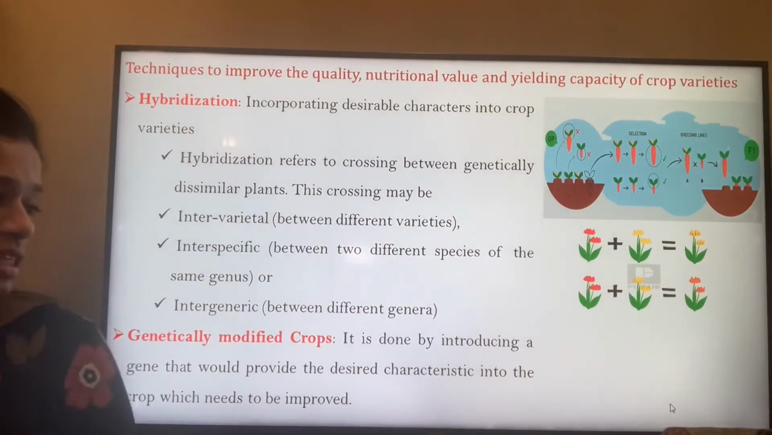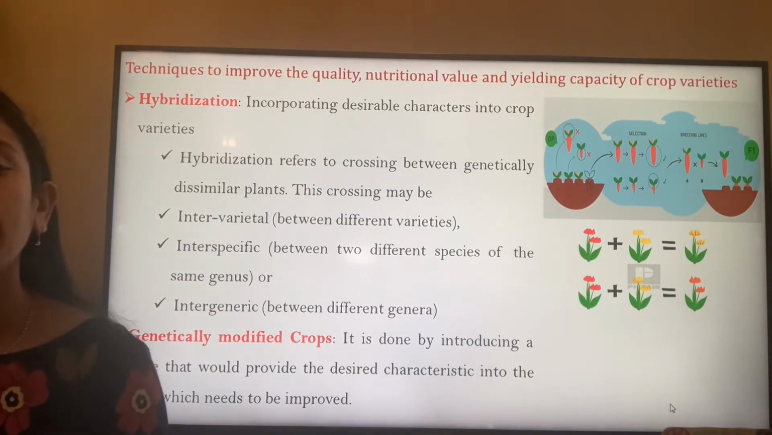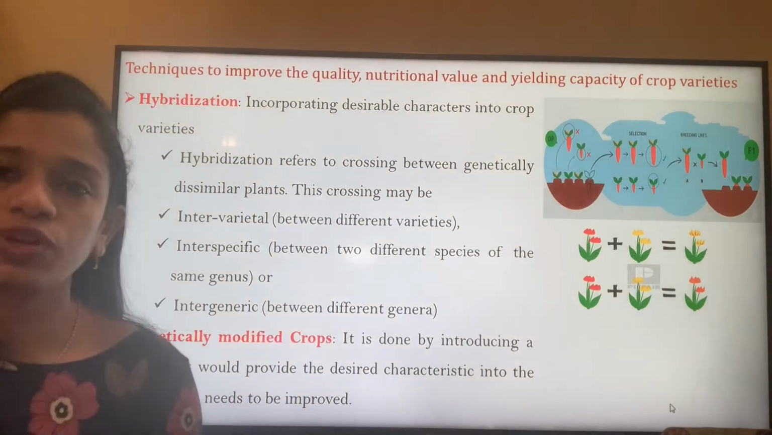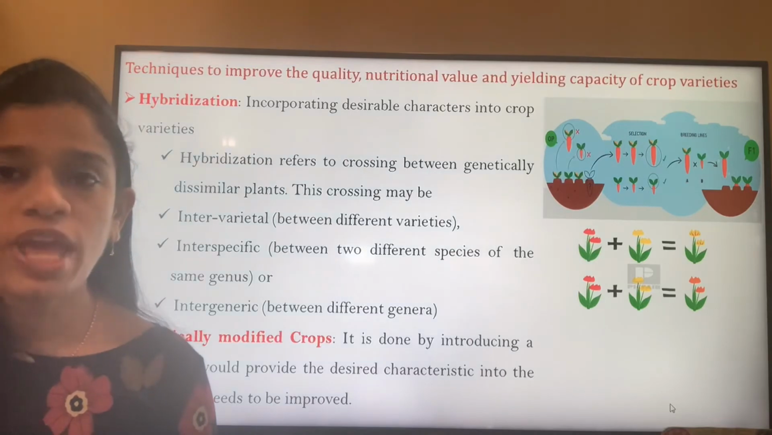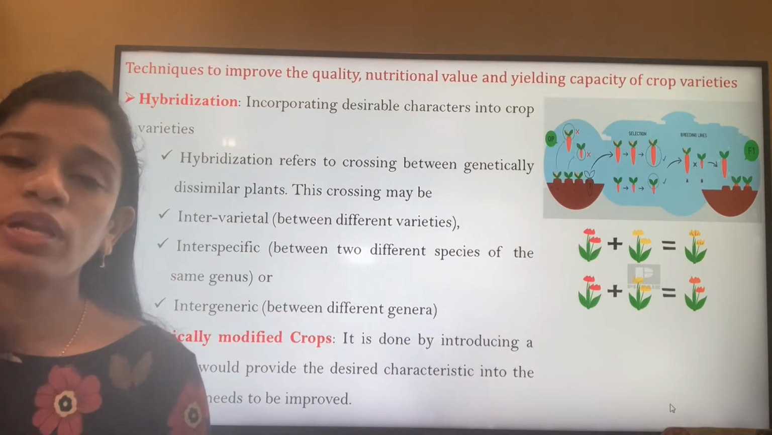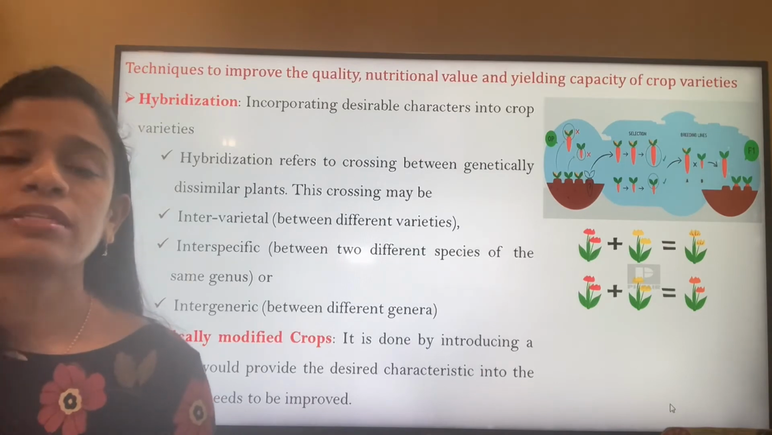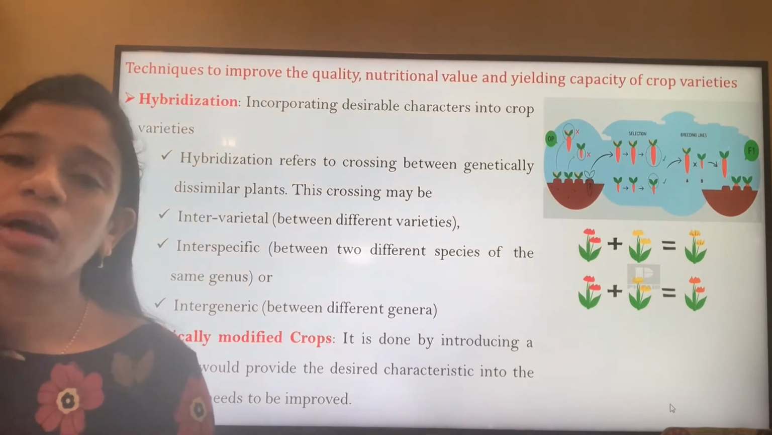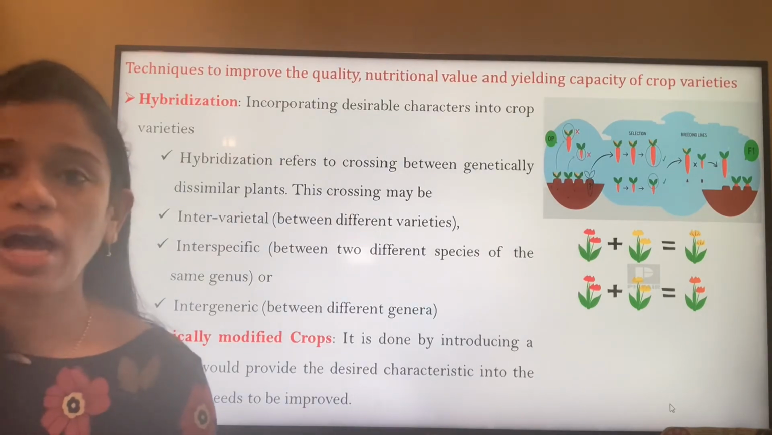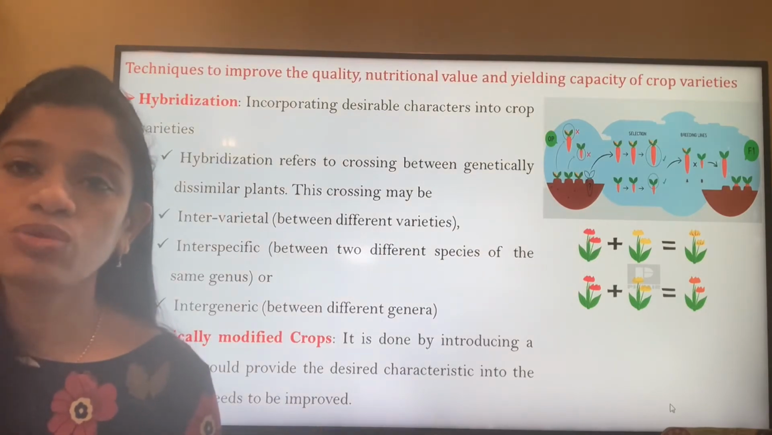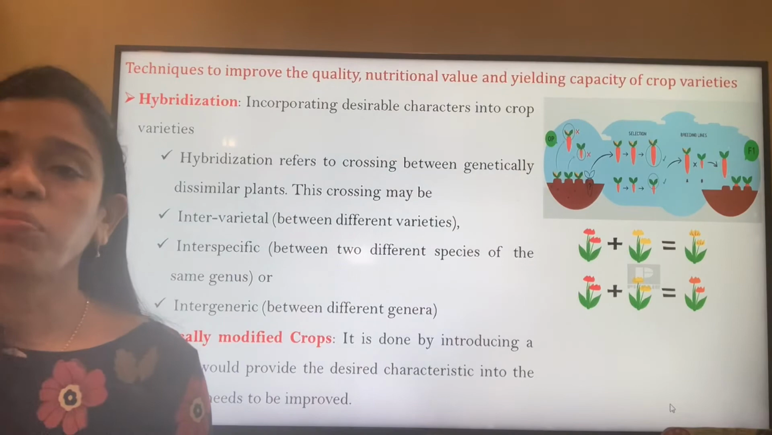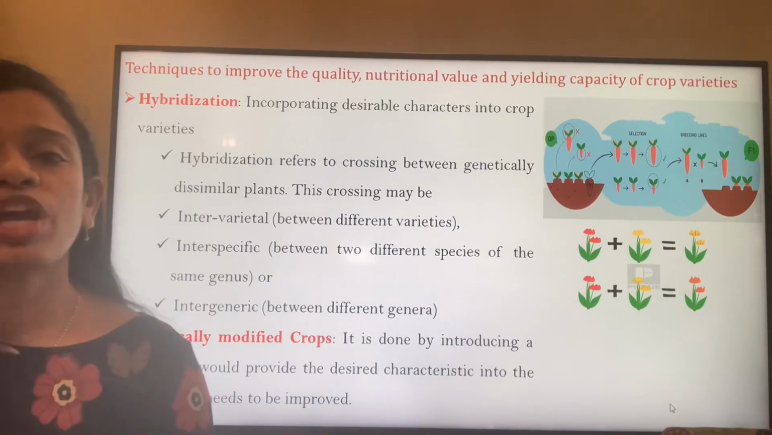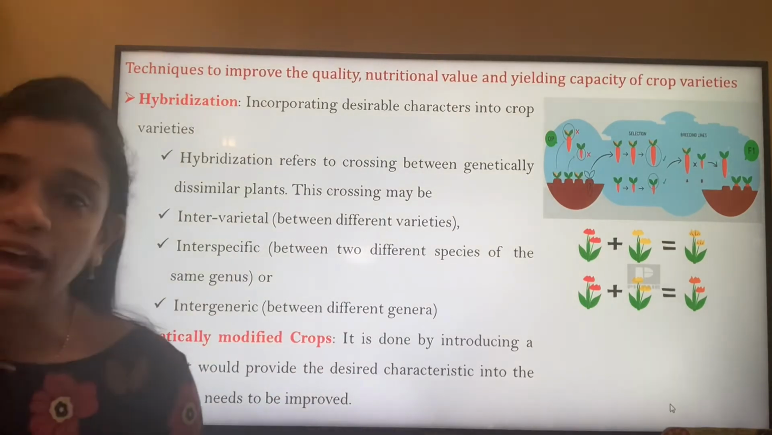Genetically modified crops are made by introducing a gene that would provide a desired character into the crop which needs to be improved. Now we want a particular crop to improve, and that particular quality or trait which we want to improve has a particular gene for its action. Now that particular gene can be taken from some other plant or some other animal or some microorganism and can be inserted into that crop DNA, so that that particular crop gets that immunity or that particular variety which we are desiring.